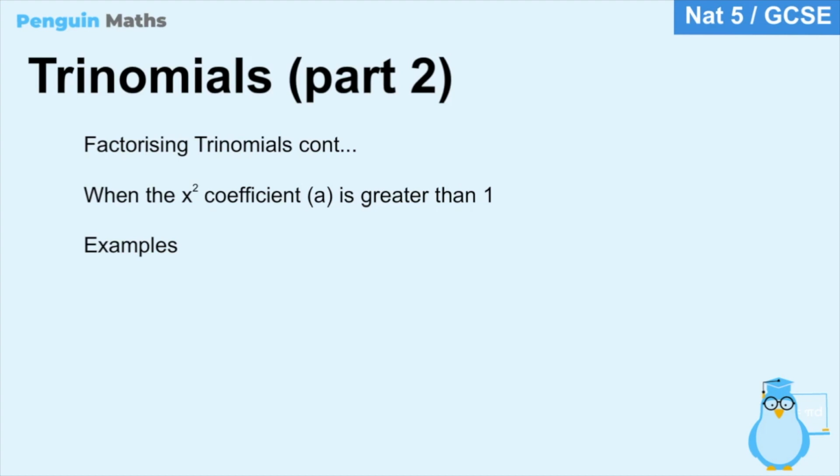In this National 5 and GCSE Maths lesson, we are going to continue looking at trinomials and in particular how we can factorise a trinomial expression. In the last lesson we looked at examples where, in the form of ax squared plus bx plus c, the a coefficient was equal to 1, but in this lesson we're going to have a look at expressions where the a coefficient is greater than 1. So for example, expressions beginning with 3x squared, 5x squared and so on.